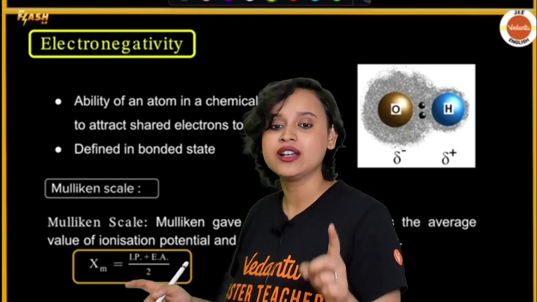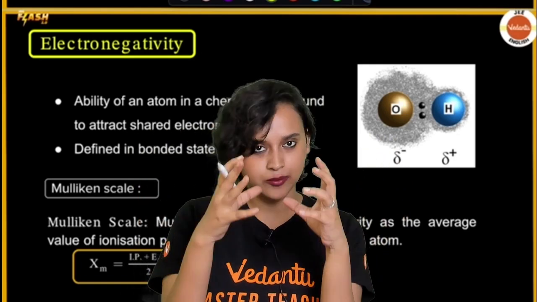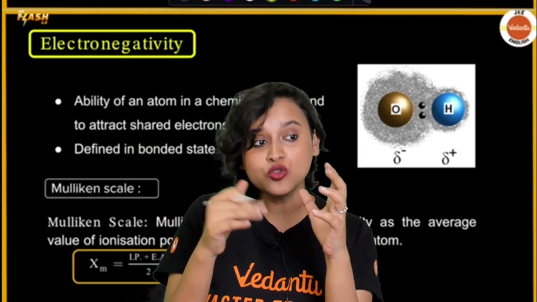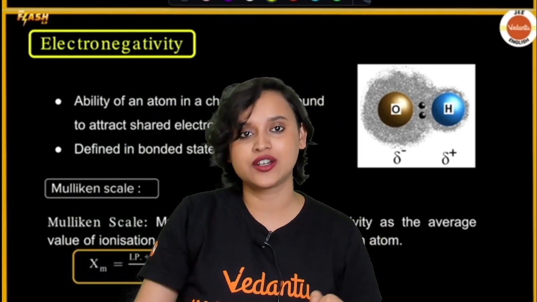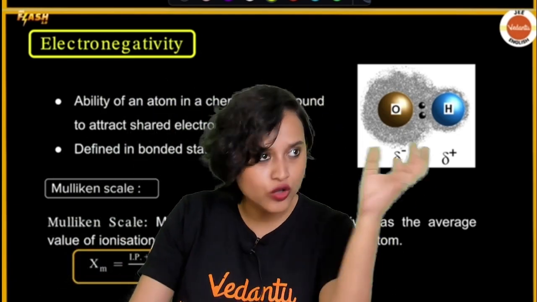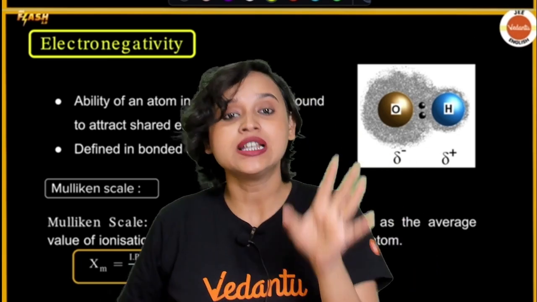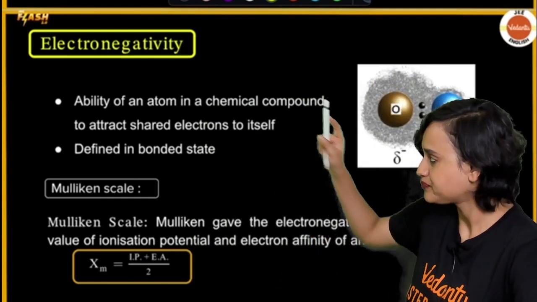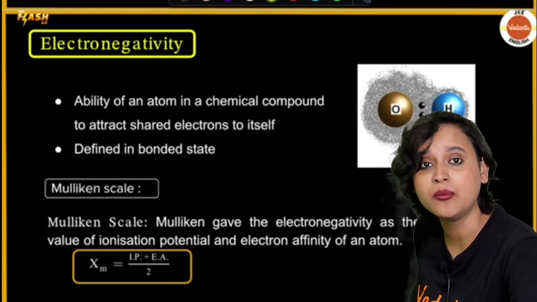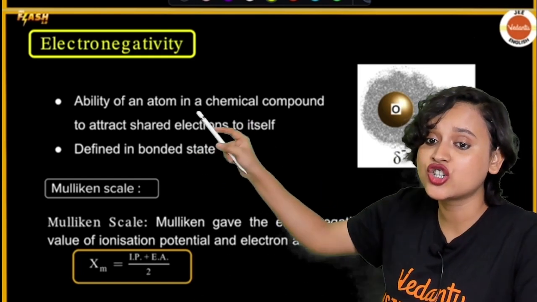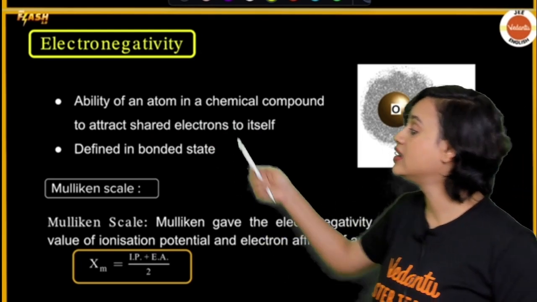What happens is, for example, you have hydrogen and chlorine, right? Hydrogen and chlorine, they are bonded. Now, who is going to pull the shared pair of electrons closer to it? That is called electronegativity. Obviously, it is going to be chlorine. Chlorine is going to pull the electrons closer to it. So, yes, chlorine is more electronegative. That means, as the definition says, the ability of an atom in a chemical compound to attract shared electrons to itself, and this is defined in a bonded state.